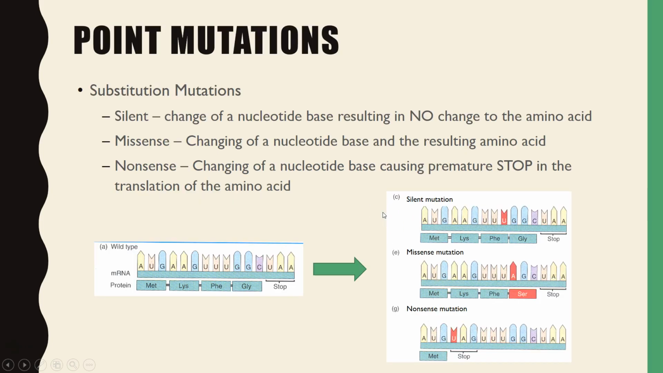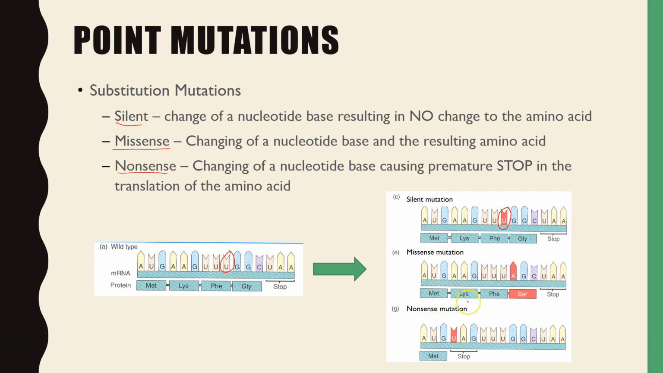So point mutations, specifically, there are three subsets. We've got silent, we've got missense, and nonsense. You need to know these. So a silent mutation is a change of a nucleotide base, and we have no resultant change in the amino acid. So here is our mRNA that's been obviously transcribed from our DNA. If we have a silent mutation, you can see that one of the base pairs over here is changed. It's also shown in red, and there's no difference in the amino acid that's produced. So that's a silent mutation. No change to the amino acid.